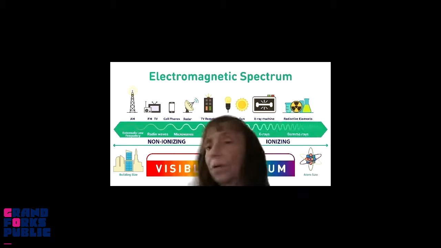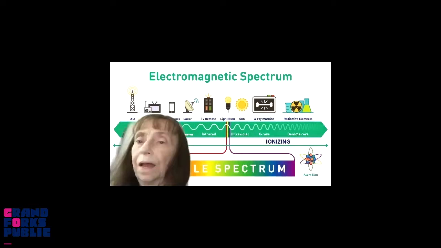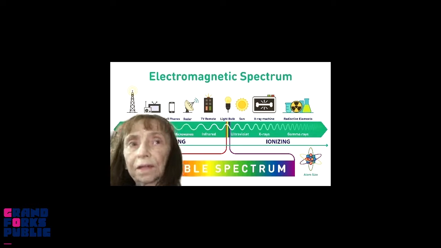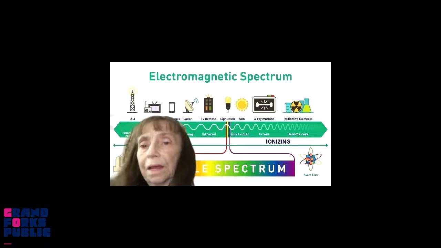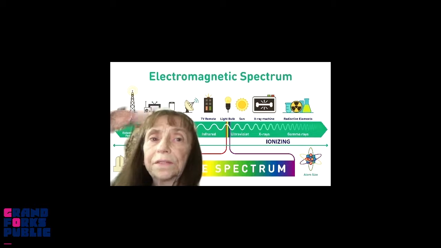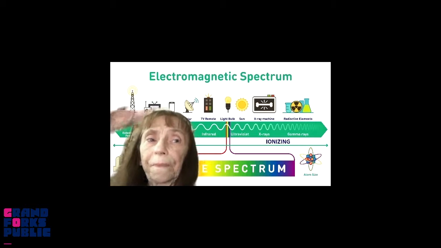The next category has much more energy. Ultraviolet rays can give you a suntan, and they have a shorter wavelength. They're invisible to the human eye, but some insects like bumblebees can see them.